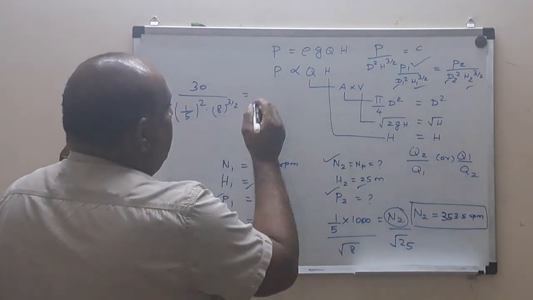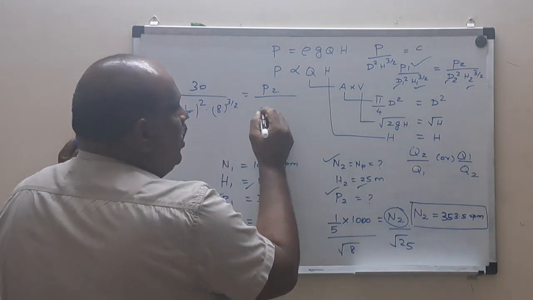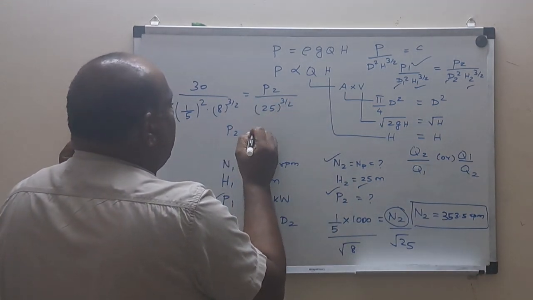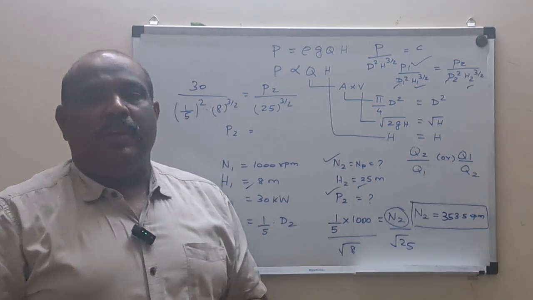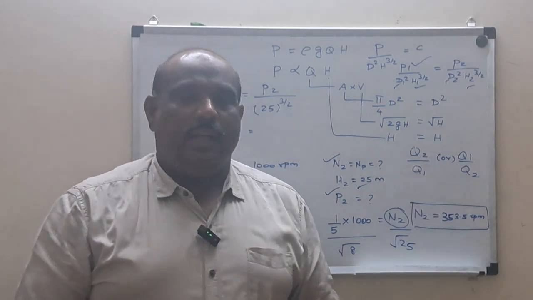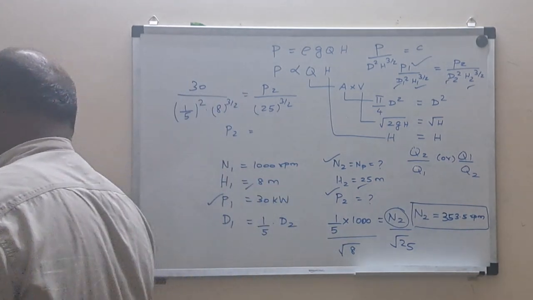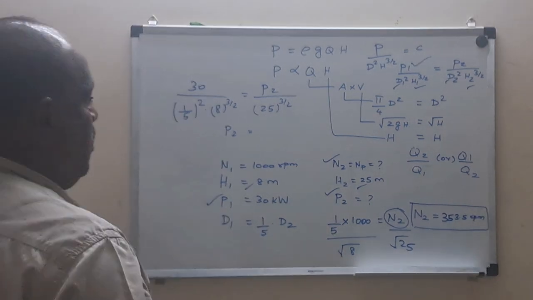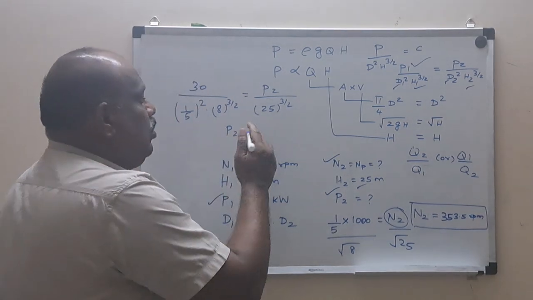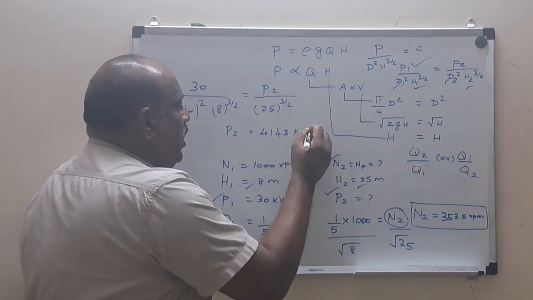What is P2? P2 is unknown. We have to find it out. D2 is already taken to this side. What is H2? 25 whole power 3 by 2. So from this we can find out the value of the power required for running the prototype. Prototype is the real product what we want to develop. By substituting in this formula, we are getting the value of P2 to be 4143 kilowatts.